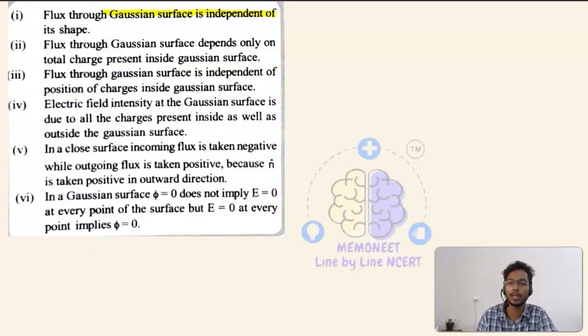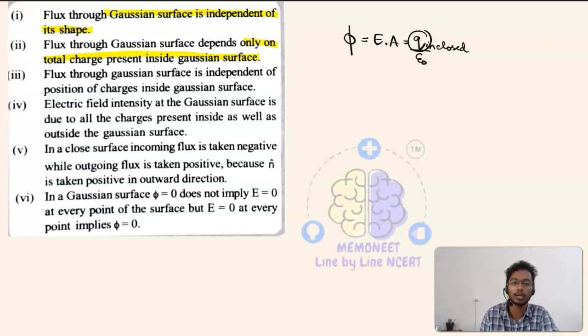So a Gaussian surface can be of any shape. It can be like a cylinder, it can be like a sphere. Then flux through the Gaussian surface depends only on the charge present inside the Gaussian surface. So I have written that phi is equal to E dot A, which is equal to q upon epsilon naught. But here the flux only depends upon the charge enclosed within that surface.